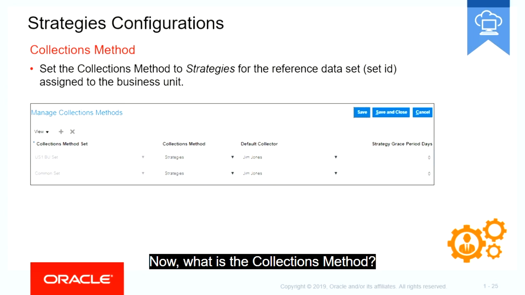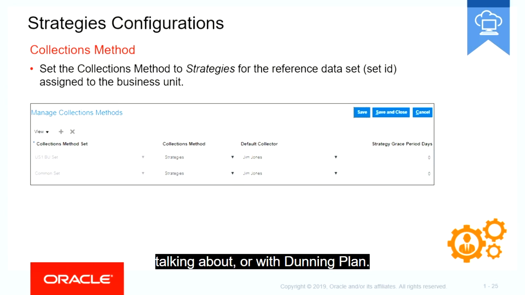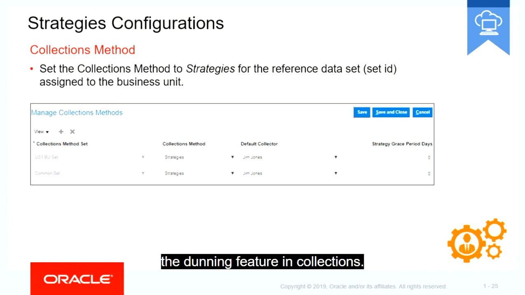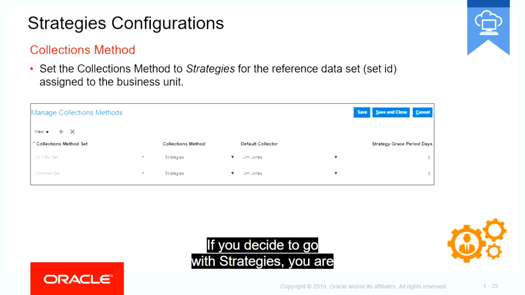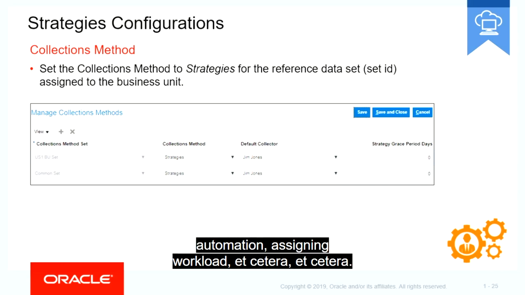Now, what is the collections method? There are two choices here. You can either go with strategies, which is the feature that we've been talking about, or with dunning plan. Okay, dunning plan means that you are only going to use the dunning feature in collections. If you decide to go with strategies, you are using the dunning feature plus more: automation, assigning workload, etc., etc.